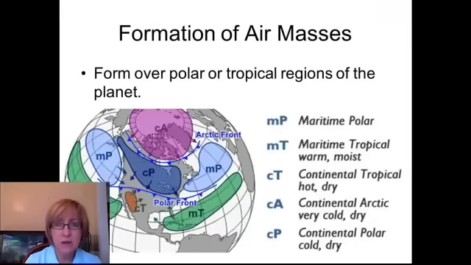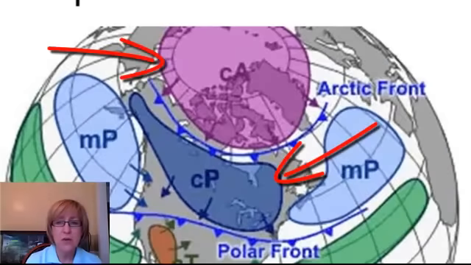Then we also have continental Arctic and continental polar air masses. Those two air masses, one over the North Pole.